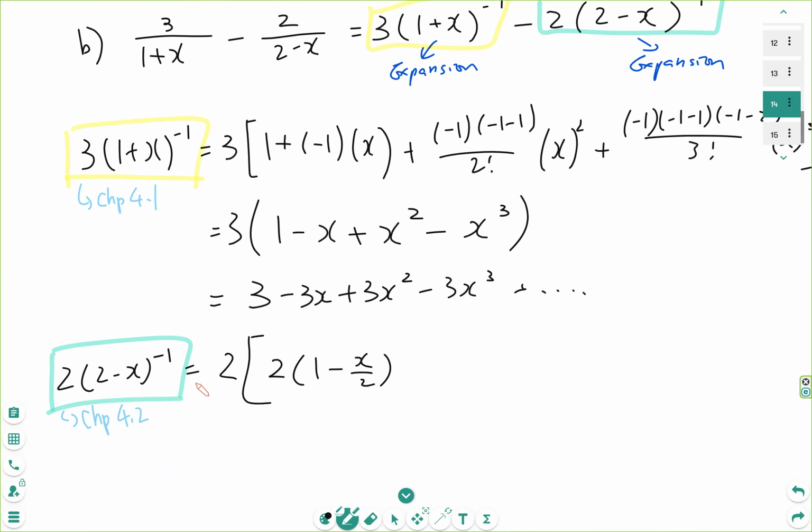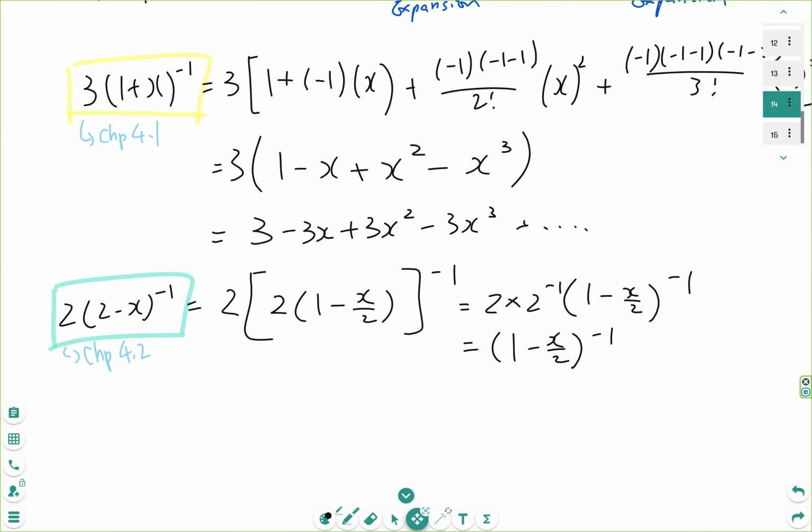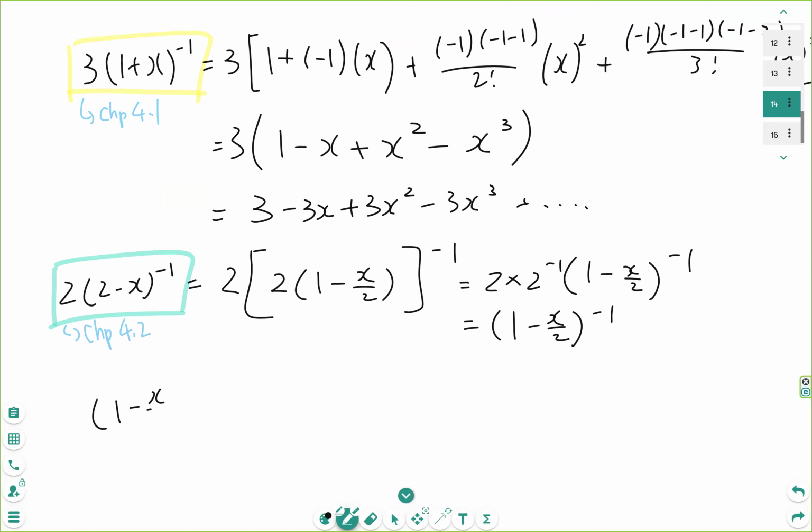So it'll be x over 2 to the power of minus 1, which gives you the 2 outside, times 2 to the power of minus 1, times 1 minus x over 2 to the power of minus 1. 2 times 2 to the power of minus 1 is indeed just 1, which is the same as 1 minus x over 2 to the power of minus 1. So the question now becomes 1 minus x over 2 to the power of minus 1 roughly equals to, actually all of them previous ones should be roughly equals to, technically.